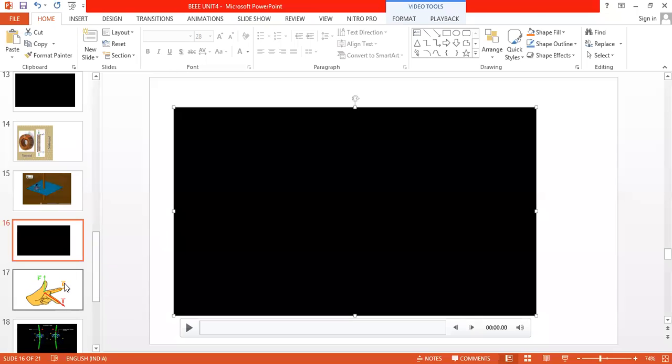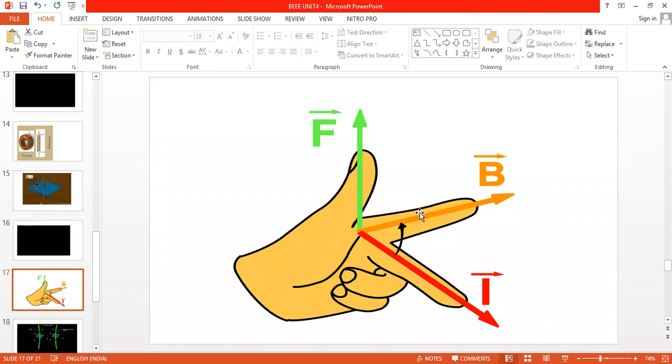Now all of you keep your left hand like this, how it is shown on the screen. Left hand. Ready, all of you? Sir, 10th class, you have done this? Yes, sir, we have done. The thumb represents force on the conductor, motion of the conductor. The first finger or the forefinger represents the magnetic field, B we are writing. And the direction of the current is given by the central finger. This is given by Fleming's left hand rule.